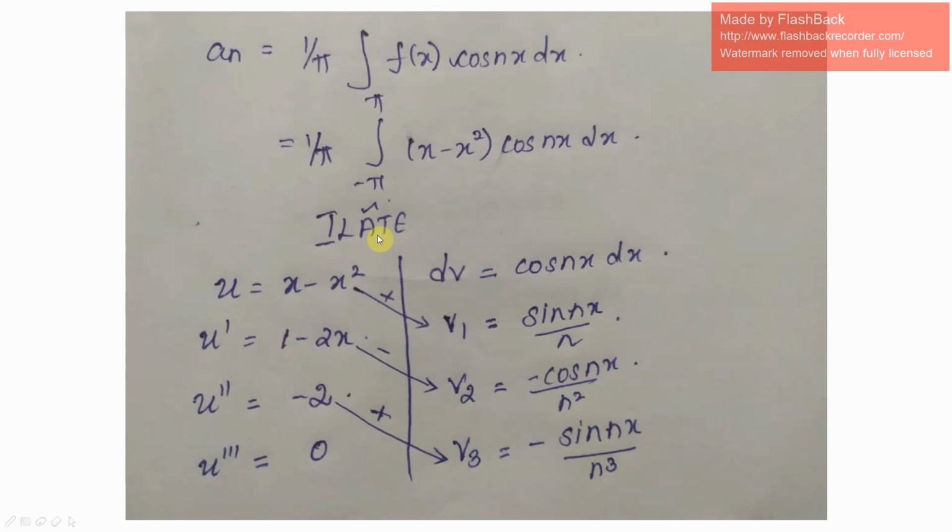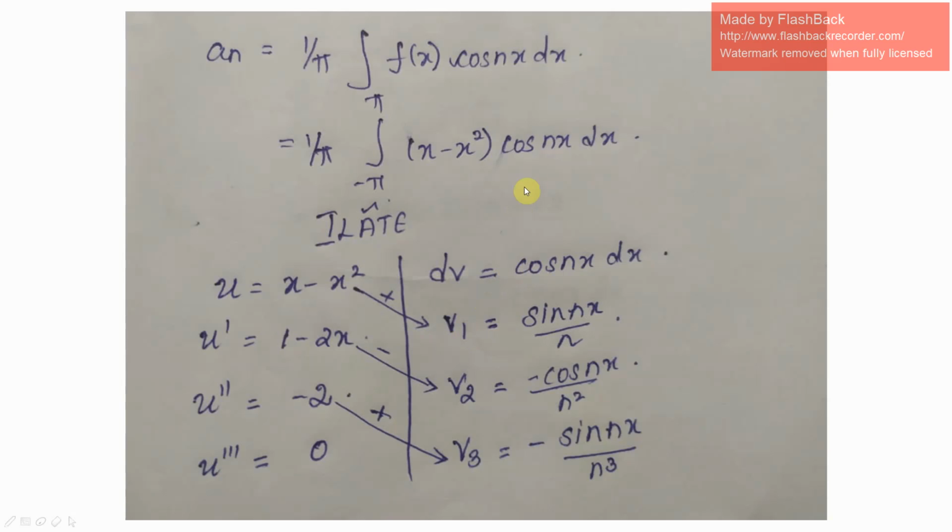So I choose my u to be an algebraic term, that is x minus x squared. So I find the first derivative, I get 1 minus 2x, I find the second derivative, I get minus 2. And while finding the third derivative, it becomes 0. So when I get 0, I'll stop here.